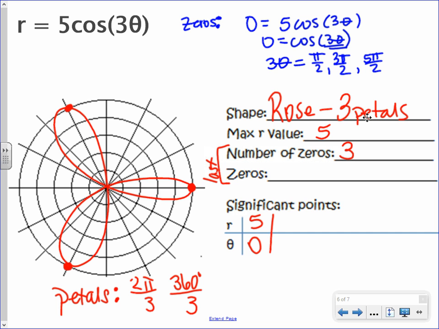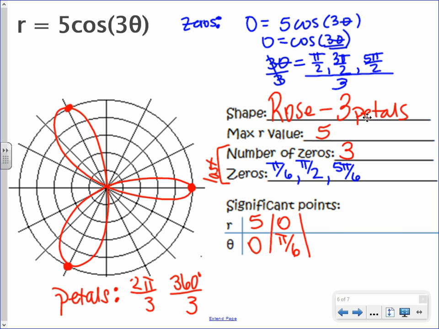How do we solve for theta? We need to solve for theta by dividing by 3. So pi over 2 divided by 3 is pi over 6. 3 pi over 2 divided by 3 is pi over 2. And 5 pi over 2 divided by 3 is 5 pi over 6. I'm going to come down here and also write the significant point of 0, pi over 6.